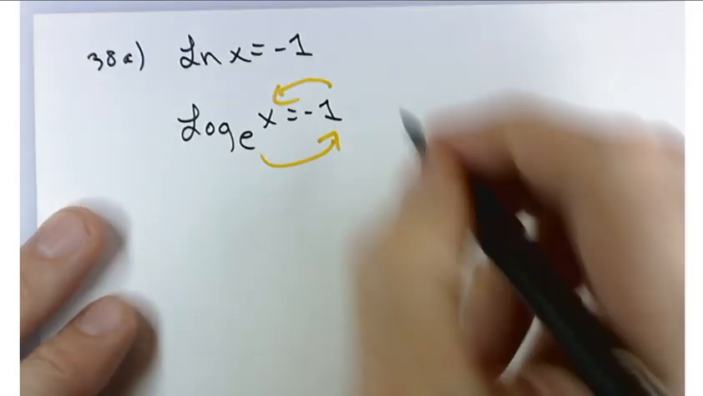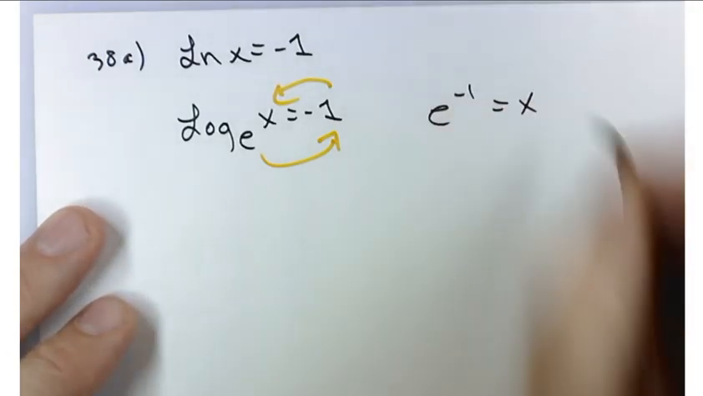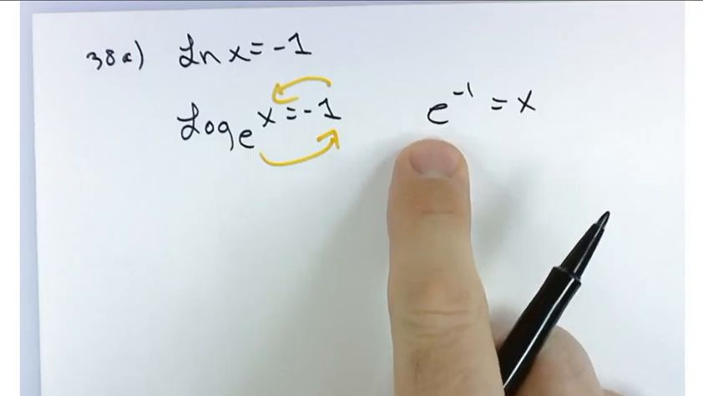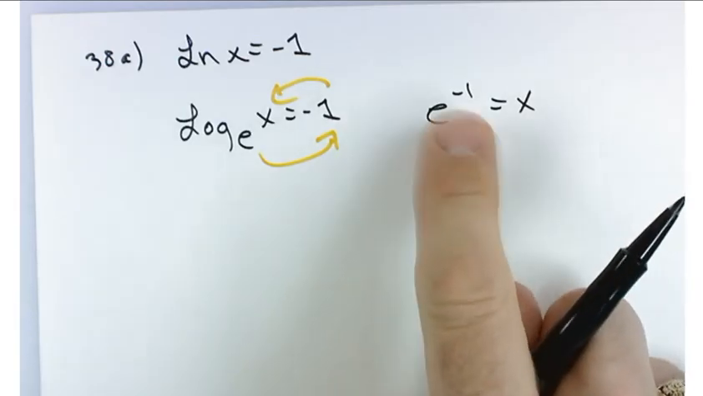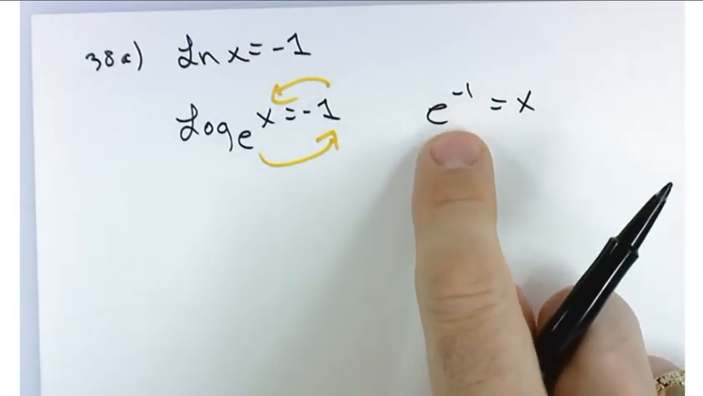Yeah, e to the -1 equals x. And that's something you can calculate. You can get that off your calculator. The reciprocal of e. Yep. Now, thing is, you never want to actually type in e into your calculator.